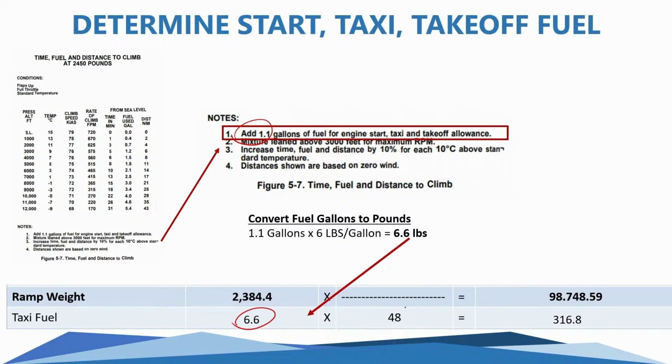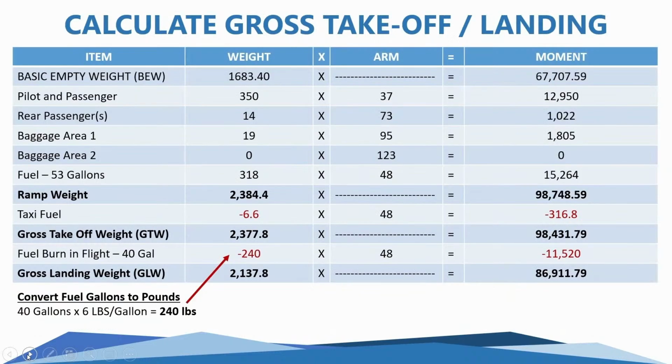And then in this case, 6.6 times 48 equals a moment. Now, the trick here is that we are reducing the weight, right? So whatever you want to do, if you're an accountant, use your brackets. If you're not an accountant, put a minus sign in there so you remember. We are subtracting 6.6 pounds from the ramp weight. We're also subtracting 316.8 from the actual total moment that we have so far.